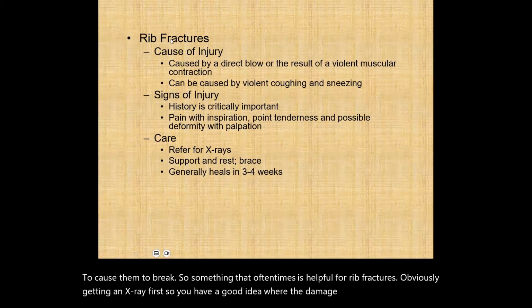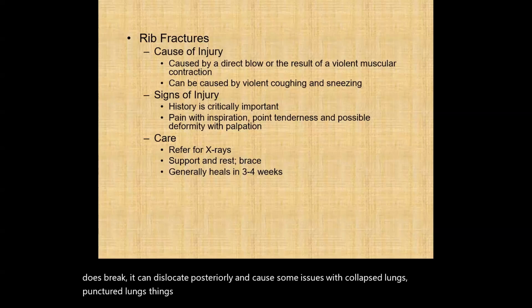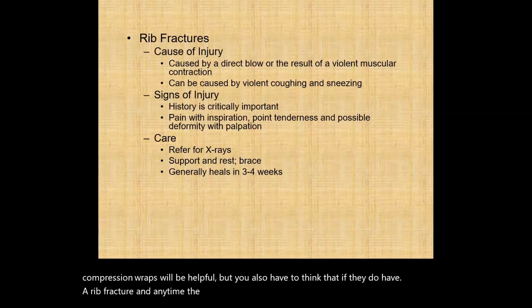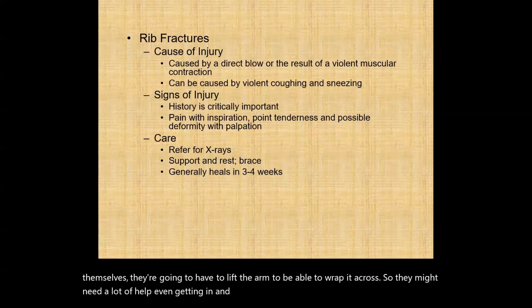In some cases, if a rib does break, it can dislocate posteriorly and cause some issues with collapsed lungs, punctured lungs, things like that. For the most part, just a little bit of support, just with compression wraps, will be helpful. But you also have to think that if they do have a rib fracture and anytime the chest opens will be painful, if they're trying to put this wrap on themselves, they're going to have to lift the arm to be able to wrap it across. So they might need a lot of help even getting in and out of their brace.